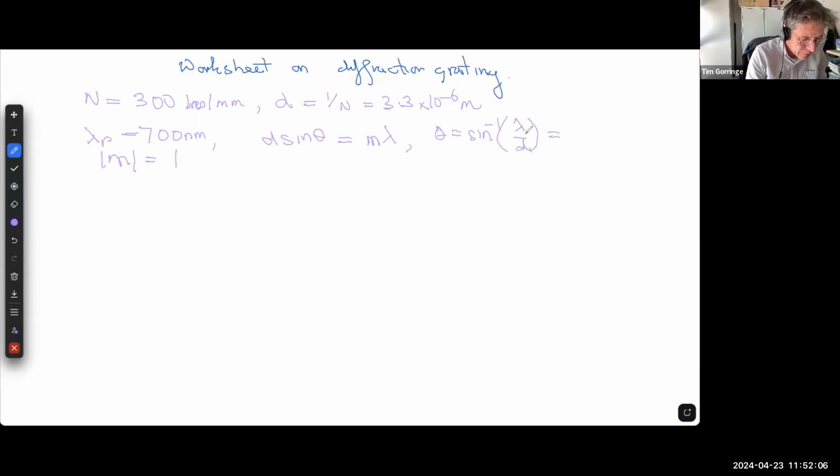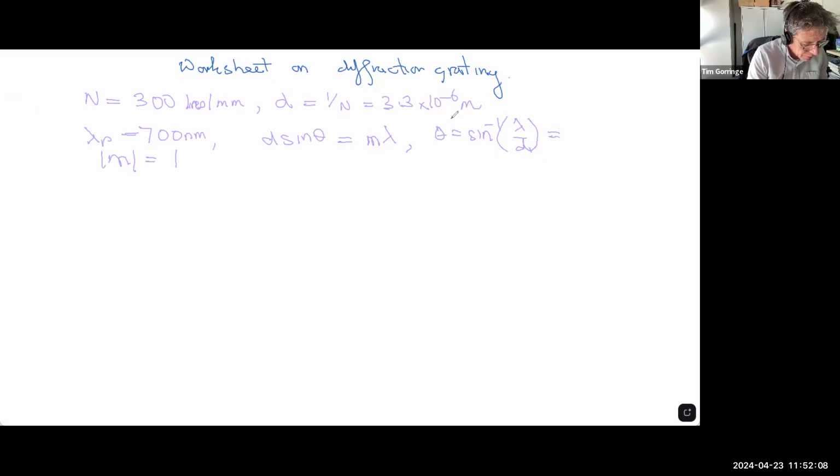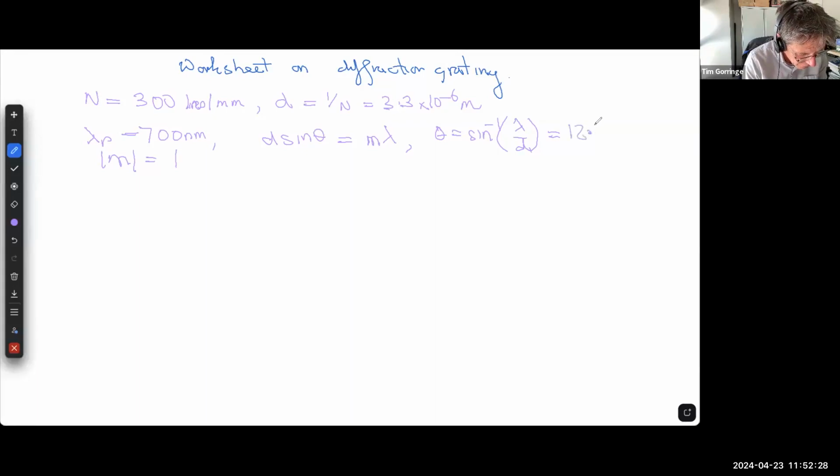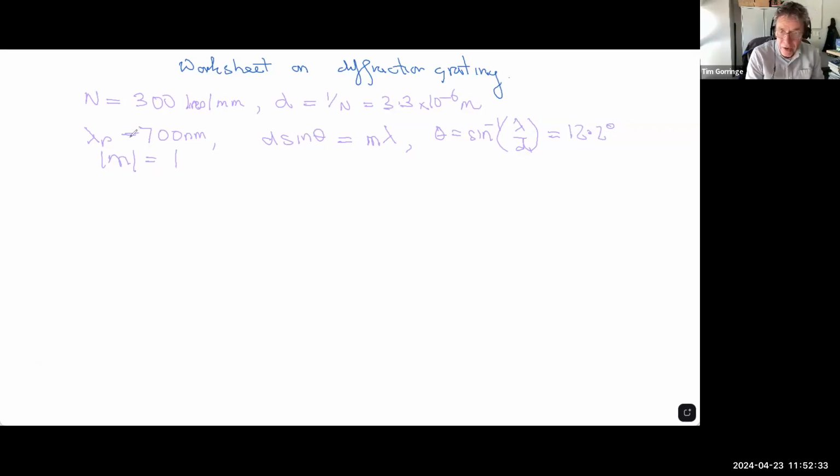And if I fill in lambda, that's 700 nanometers. Well, that's 7 times 10 to the minus 7 meters. I fill in d. That's 3.3 times 10 to the minus 6 meters, 3.3 microns. And if I take the inverse sine of that, I got an angle, which is 12.2 degrees. So that's the angle for the red light, where we see the first bright red light line away from the central maximum.